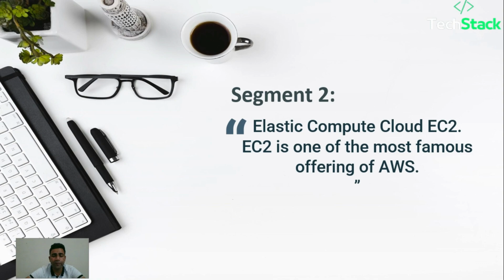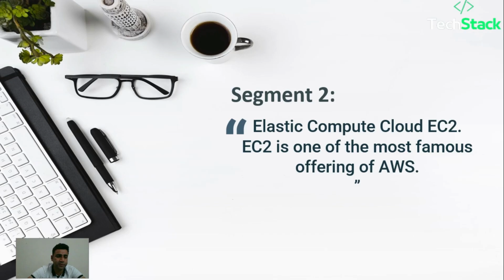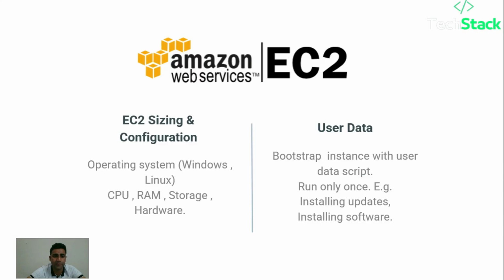That's all we have for instance types. Now we move to our next segment, that is EC2. What's EC2? First we have to know that it's Elastic Compute Cloud. EC2 is one of the famous offerings of AWS.